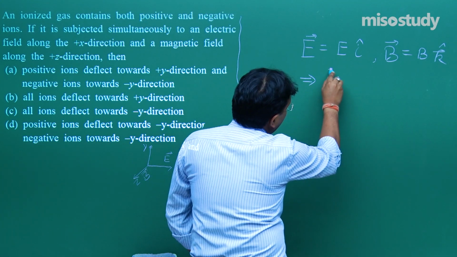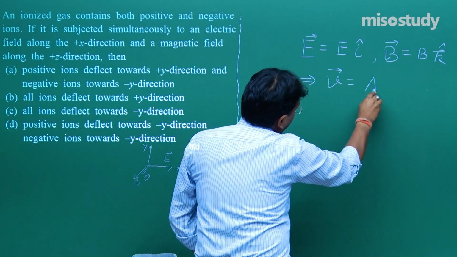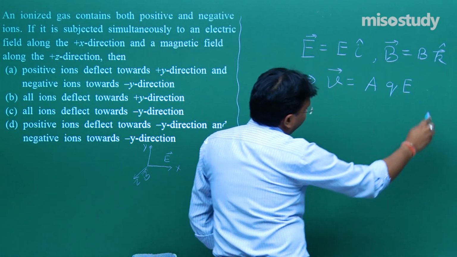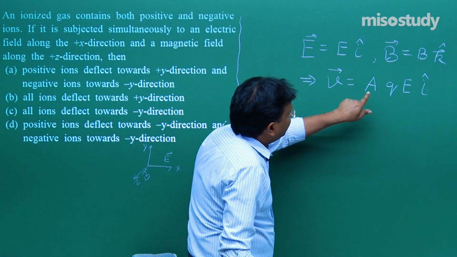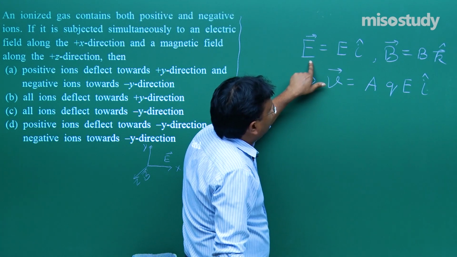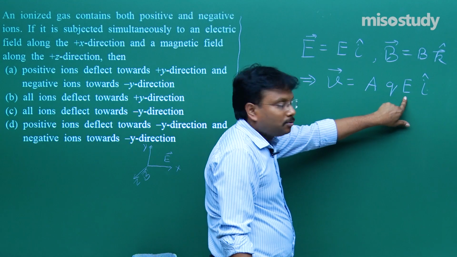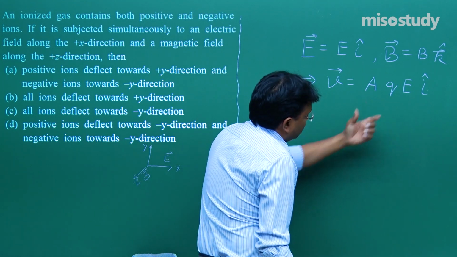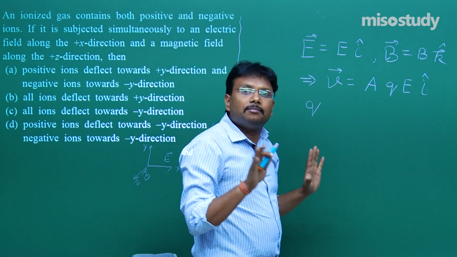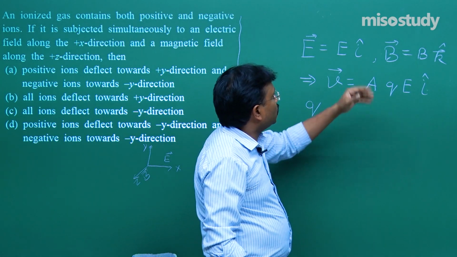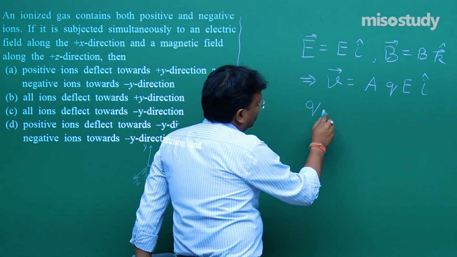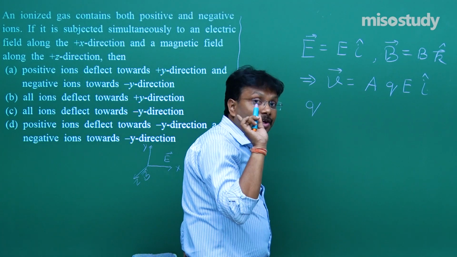Now, v is equal to a q E, that is the electric field, i cap. Basically it is a q E. So, rather than writing electric vector E, I am writing the magnitude with the direction. Now, from here all other terms are constant, like a, like q, like B, like E, everything is constant, but the charge q of these ions.